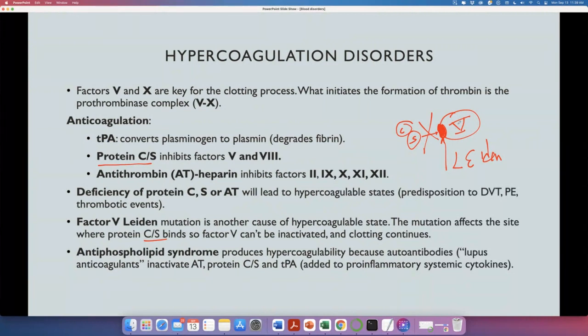And in the case of anti-phospholipid syndrome, remember in lupus we produce many antibodies. We mentioned before antibodies against phospholipid factor. Well, there could be also antibodies against anti-thrombin or antibodies against protein C, S and tPA. So this may act through different mechanisms.